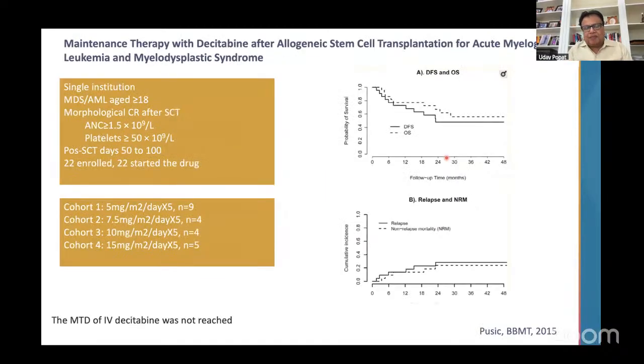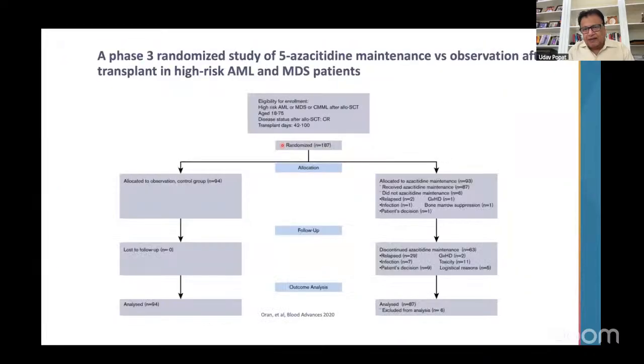Similar data have been available with decitabine. You can give decitabine, and these days you can also use oral decitabine for 3 days and see improved outcomes. Again, these are uncontrolled trials. So we decided, okay, this is what we have. Why don't we randomize the patients? So we did this randomized trial. We randomized 187 patients, allocating them to observation or control, or to azacitidine maintenance.